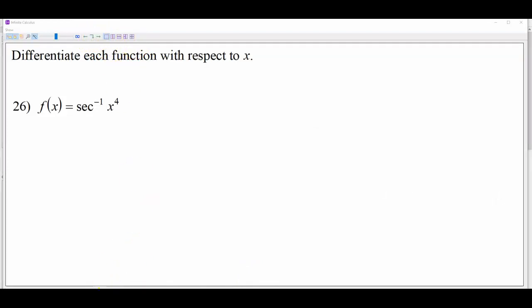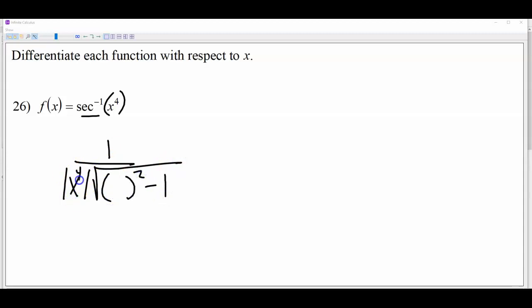Arcsecant is a lot like the one we just did. It's almost the same. It's just that instead of having a negative on the top, it has no negative on the top. So my outside is arcsecant, my inside is x to the fourth. So the derivative of the outside is 1 over the absolute value of the inside times the square root of the inside squared minus 1. My inside is x to the fourth times the derivative of the inside, which is 4x cubed. And then multiplying the 4x cubed times 1, we get 4x cubed on the top.